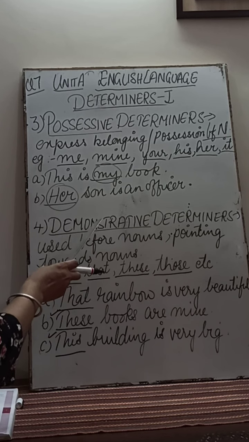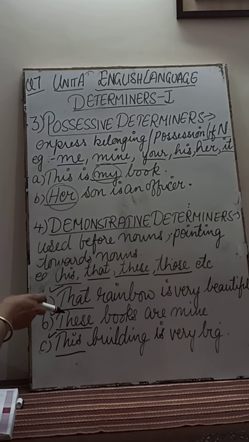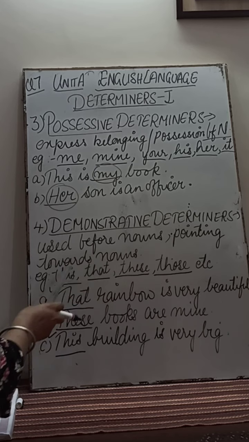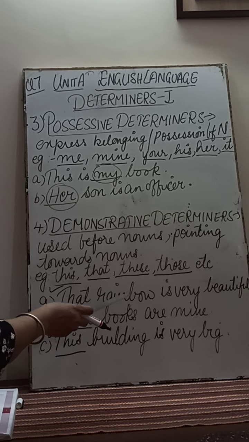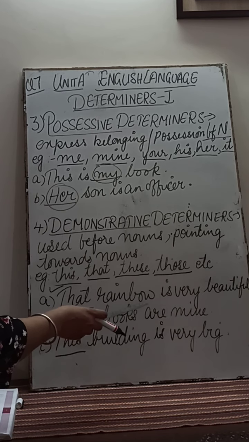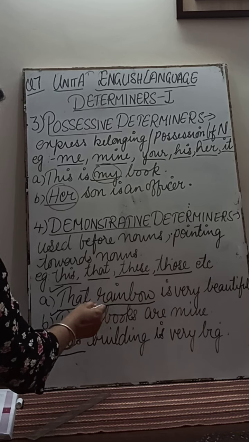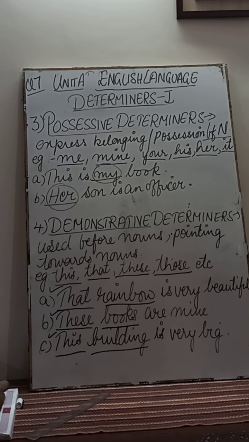Okay. So demonstrative determiners are those words which are used before nouns and they are pointing towards the nouns. Now here in these sentences we will see what the nouns are. Rainbow is a noun. Books are nouns and building is a noun. So we can see that that points towards the rainbow, these towards the books and this towards the building. So it is pointing towards the noun. So they are called demonstrative determiners. So I hope you understand what demonstrative determiners are.